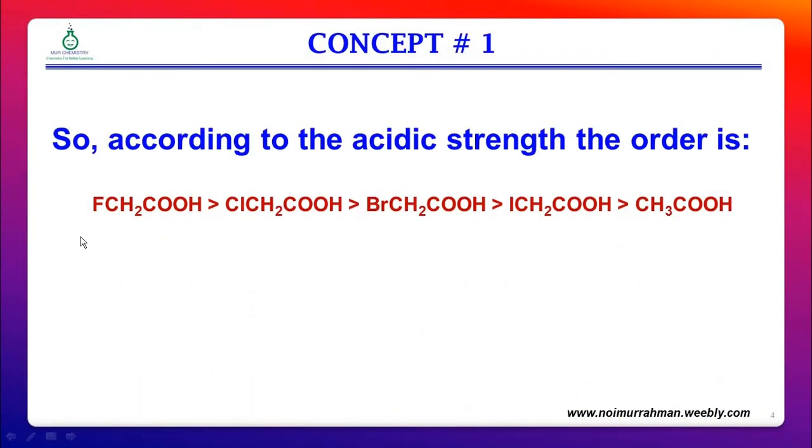So the acidity order becomes: fluoroacetic acid is more acidic than chloroacetic acid, then bromoacetic acid, then iodoacetic acid, and acetic acid. This order can be explained using the concept of electronegativity. As electronegativity decreases, the electron pulling tendency decreases and hence they become less acidic.